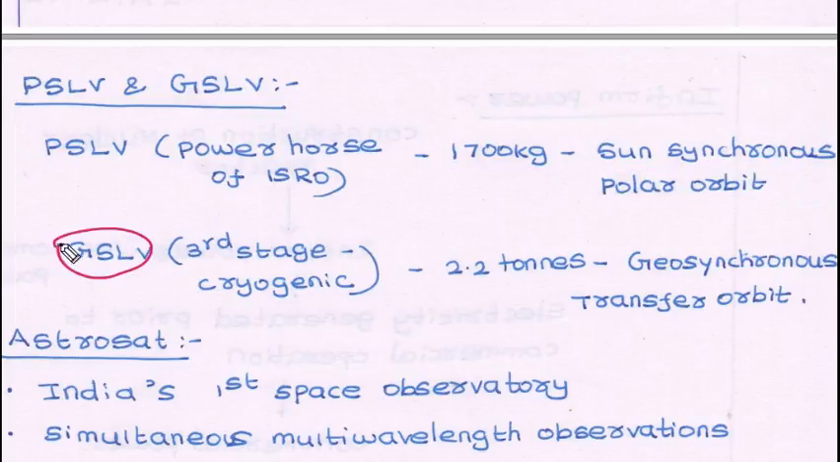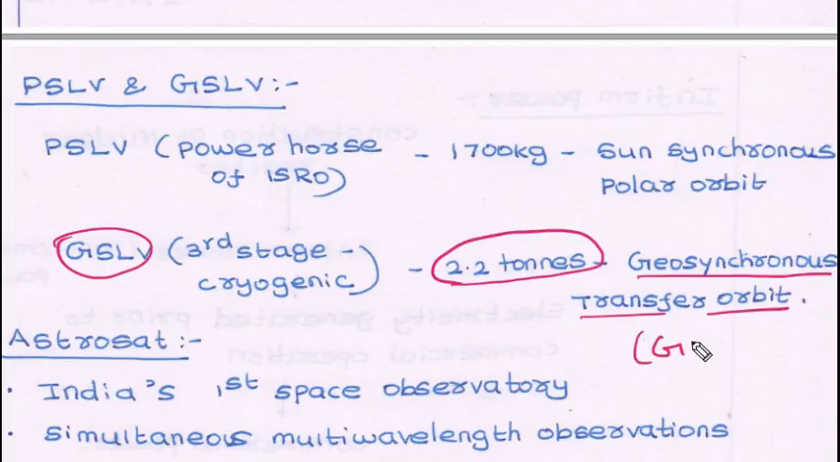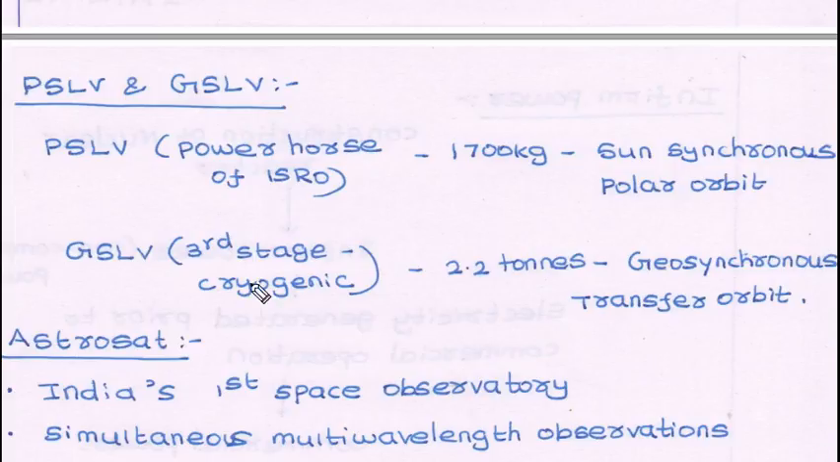GSLV is the latest vehicle. It can launch payload up to 2200 kilograms into the geosynchronous transfer orbit, or simply GTO. The word GTO is often coming in the newspapers, so don't forget. In the GSLV, the third stage is important for the prelims examination. The third stage is the cryogenic stage.